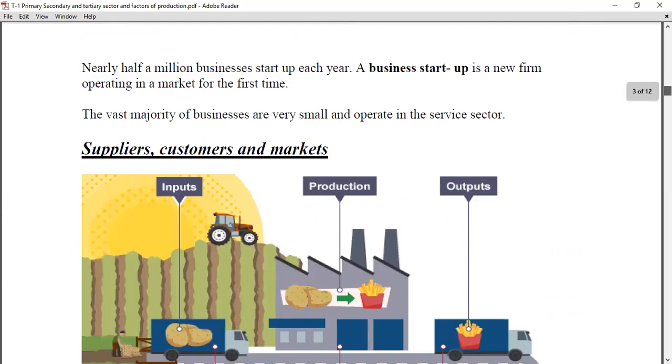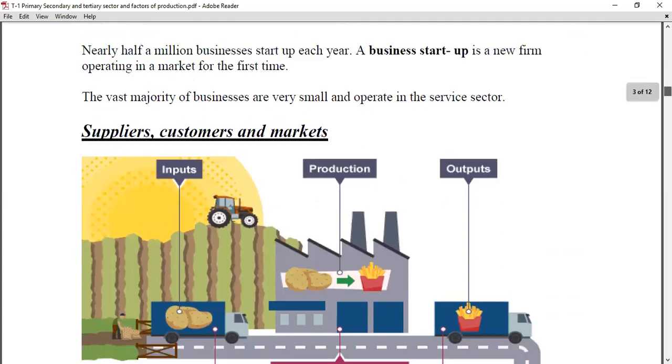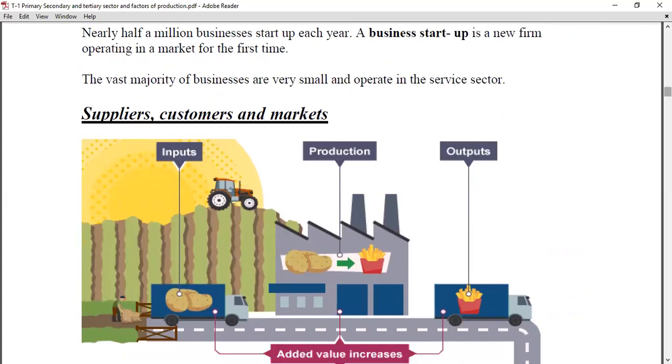Nearly 500,000 business startups happen each year to satisfy these needs and wants. We are talking about the UK scenario. In the UK, about 500,000 businesses start. And after that, what happened? A lot of business failures also we can see, right? But a business startup is a new firm operating in the market for the first time. The vast majority of businesses are very small and operate in the service sector.